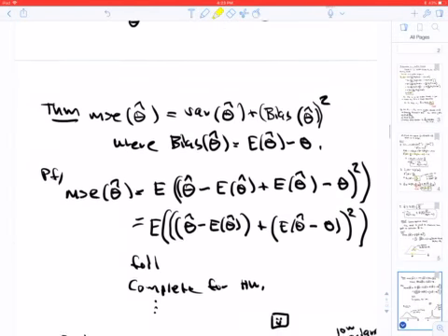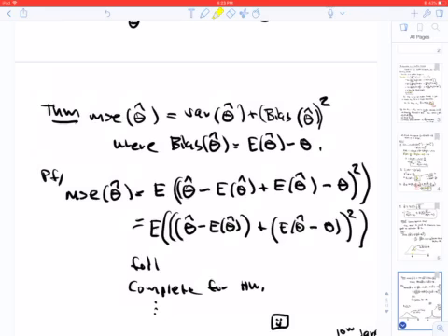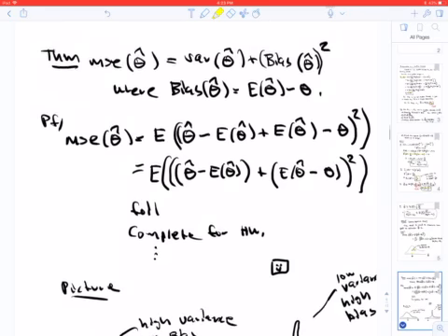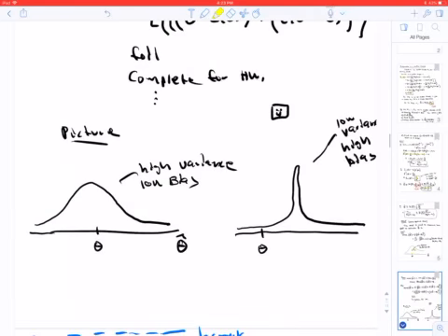Okie doke. So really, if MSE is variance plus bias squared, then you have a competition. You want the MSE to be as small as possible, but that doesn't necessarily mean that an unbiased estimator is going to be best for you. So for example, for a fixed MSE, you could have high variance, low bias, or you could have low variance, high bias.